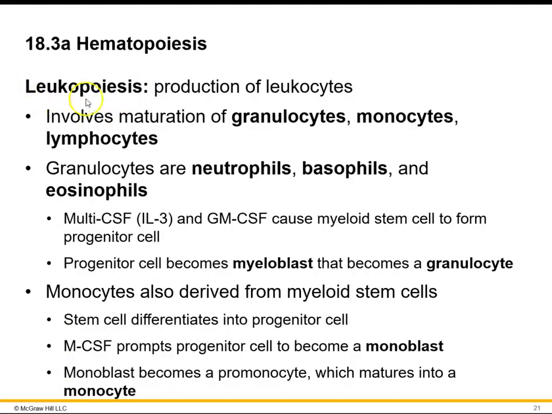All right, leukopoiesis. This is just the fancy term for the production of leukocytes. Remember, this is your white blood cells. And your white blood cells are going to include the granulocytes, the monocytes, and the lymphocytes. The granulocytes are the neutrophils, the basophils, and the eosinophils. Remember, these guys are going to derive from the myeloid cell line. Also arising from the myeloid cell line are the monocytes.